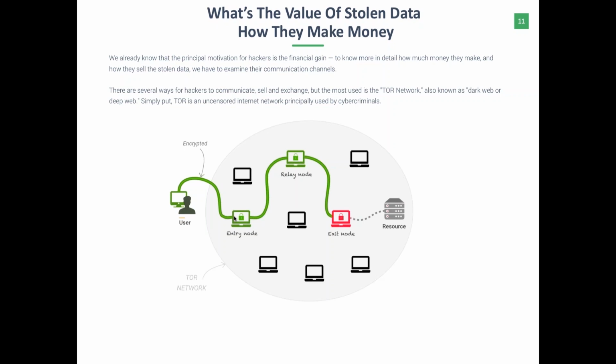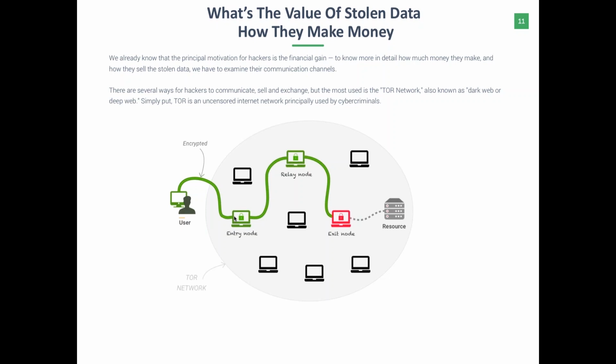Now, what's the value? Let's say that they were able to compromise your application, they were able to access your database. What is it that they do with that information? What is it that they sell? How do they do it? How is it that they are doing this and the police is not doing anything about it?